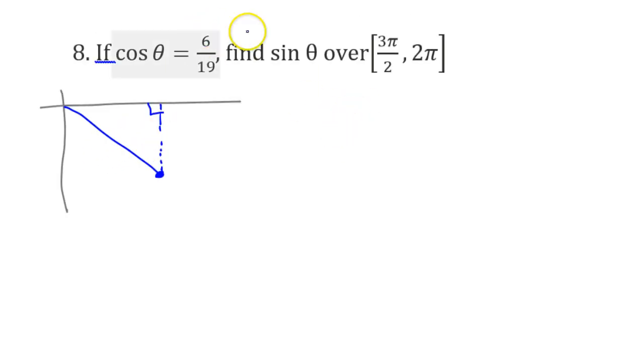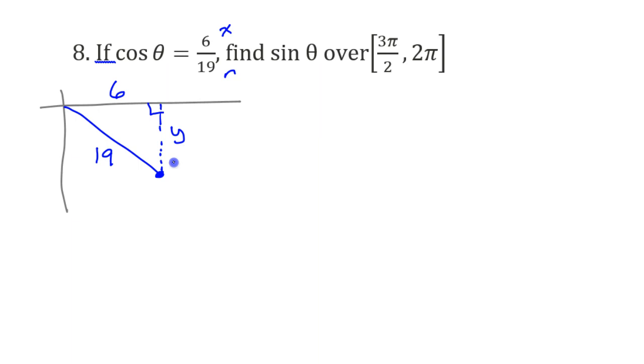Now, cosine is the x value divided by the radius. So the x value must be 6, so I'll go ahead and put the 6 right here. The radius must be 19, so I'll put that right there. And now we will be looking for the y value.